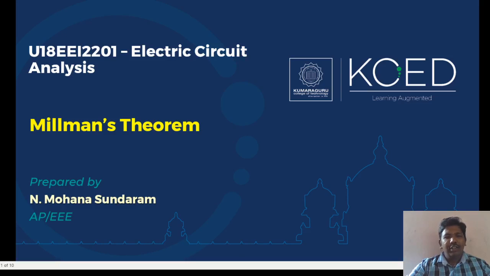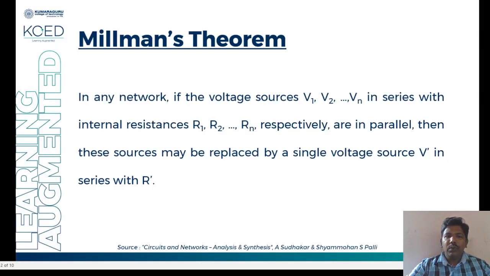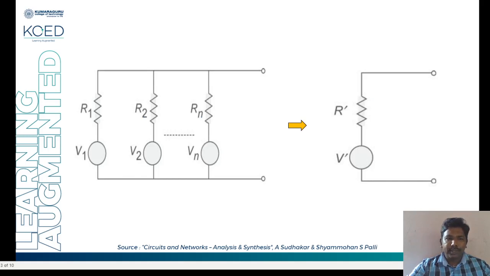Hello everyone. Welcome to the topic Millman's theorem. So we will directly step into the statement. This is the statement given by Millman, wherein any network, if the voltage sources in series with their internal resistance are in parallel, then those sources can be replaced by a single voltage source in series with R dash. You can have a clearer understanding by looking at this circuit representation.